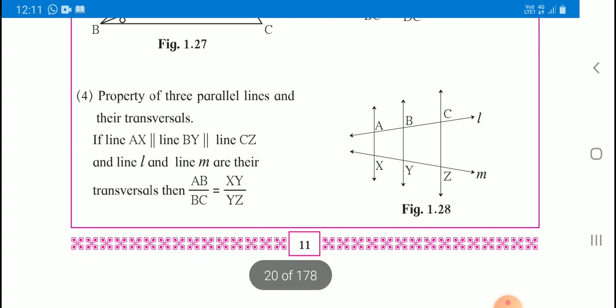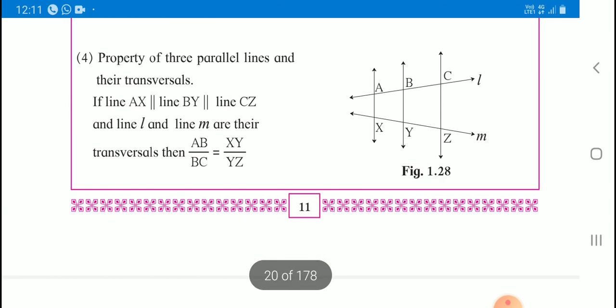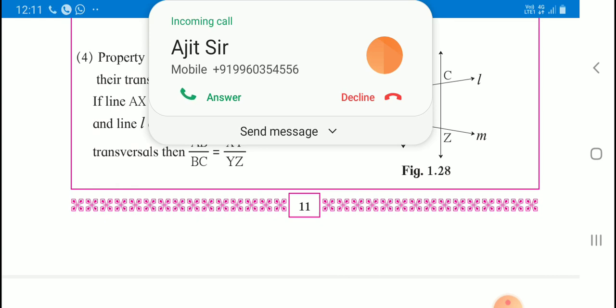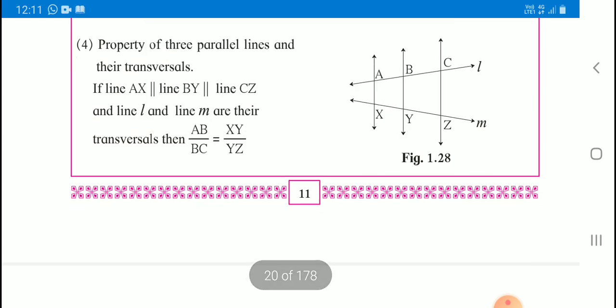Here we will see in figure 1.28 the property of three parallel lines and their transversals. If line AX is parallel to line BY parallel to line CZ, and line L and line M are their transversals, then AB upon BC is equal to XY upon YZ.